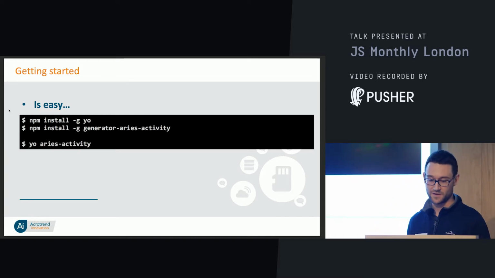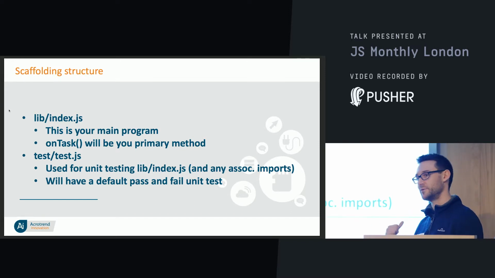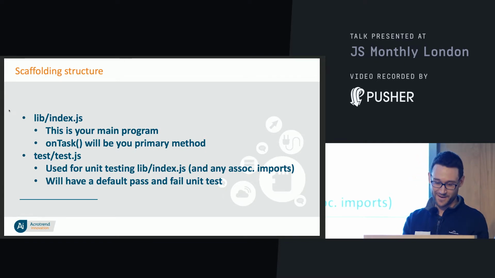It comes as a Yeoman generator, so basically, just install it. It's called generator-aries-activity, and then you can just yo it, to basically get your scaffolding there. The scaffolding structure is, again, very, very logical. So your main application is going to be in the lib directory, and you'll see that there's a stubbed-out task method there, and that's basically your primary entry point. And I'll put up a code example on the next slide, so I won't just talk theoretically. There's also a stubbed-out unit test there.